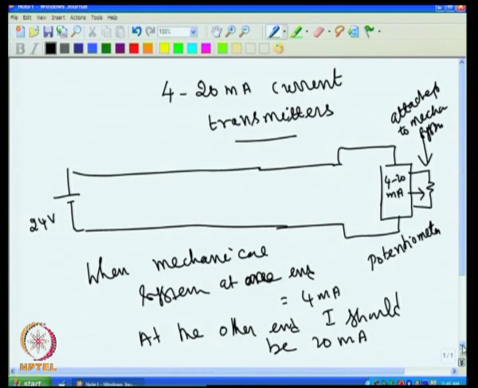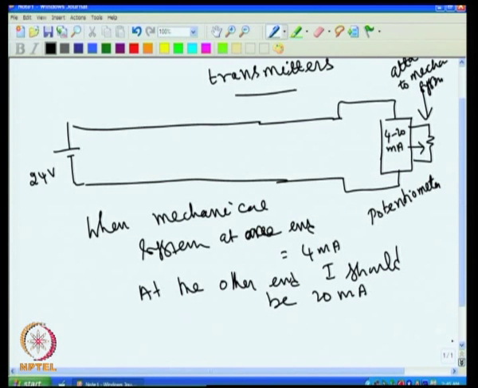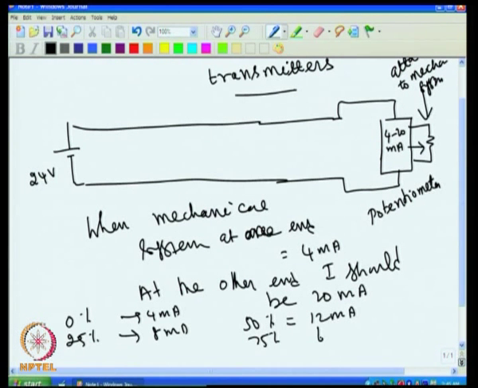If you look at it like this, when the mechanism is at 0%, the current will be 4 milliampere. At 25% of the movement of the mechanical system, it will be 8 milliampere. At 50%, it will be 12 milliampere. At 75%, it will be 16 milliampere. At 100%, it will be 20 milliampere. That is how it normally transmits.